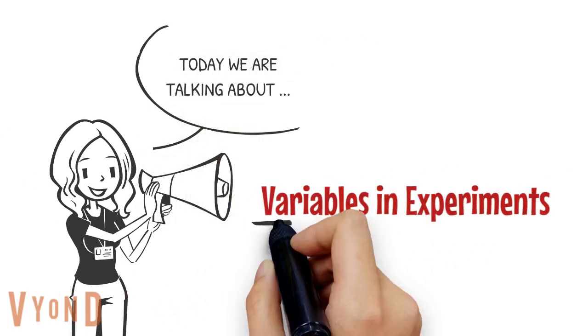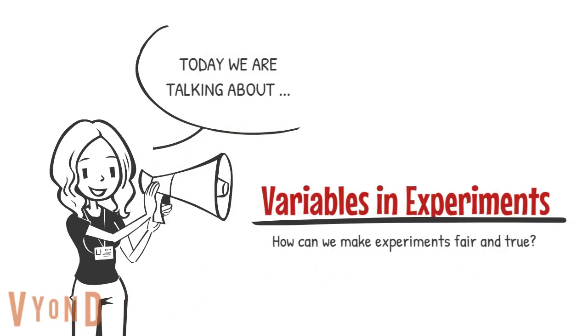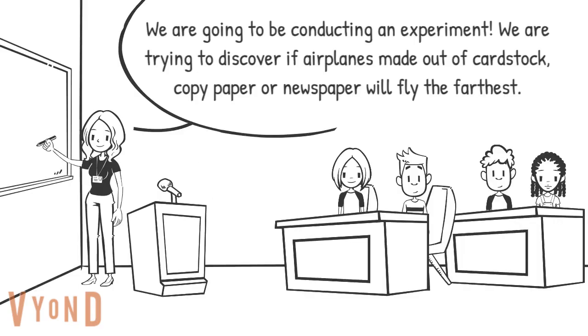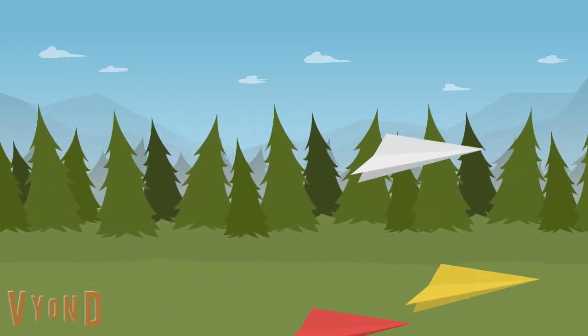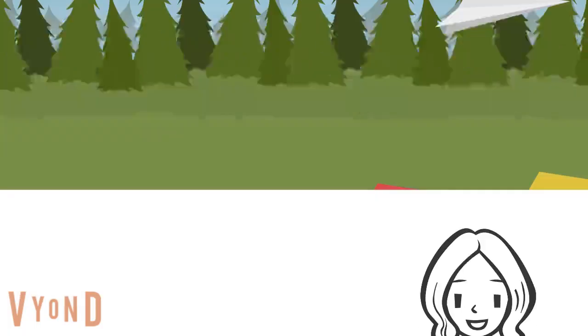Hello, hello. Today we are talking about variables in experiments. How can we make experiments fair and true? What factors contribute to a valid and successful science experiment? We are trying to discover if airplanes made out of cardstock, copy paper, or newspaper will fly the farthest.